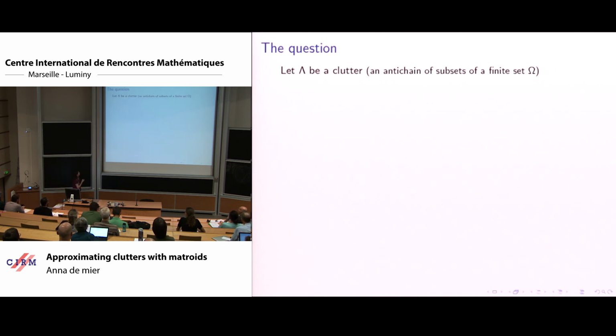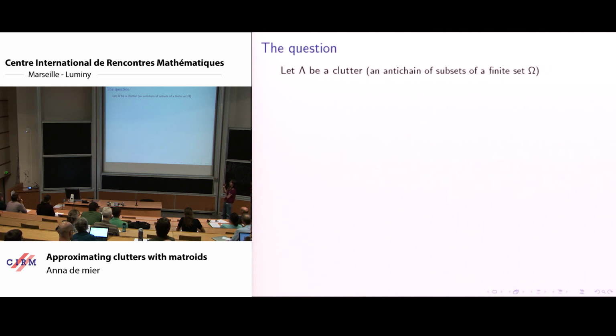It's about clutters. By a clutter, I mean a family of sets that are mutually incomparable, so an antichain of subsets of a finite set, and it's always going to be finite. So no element of the clutter is contained in another. For this audience, we can think of the circuits of a matroid as a clutter, and the bases of a matroid are a clutter. If you want, the hyperplanes, the rank K flats, are also a clutter.